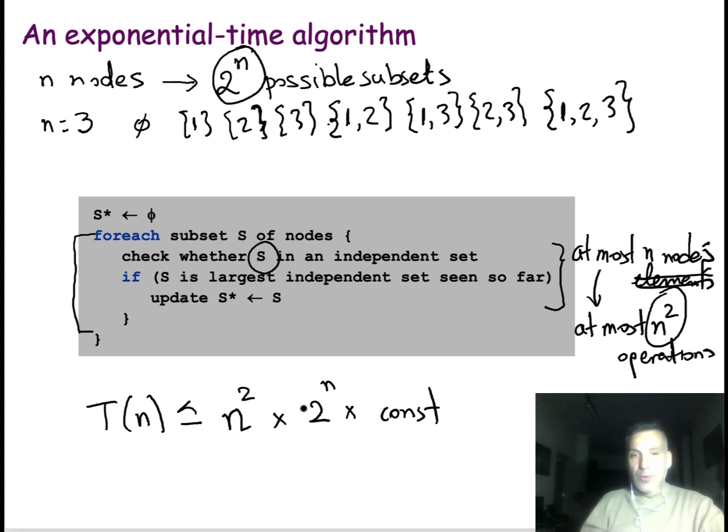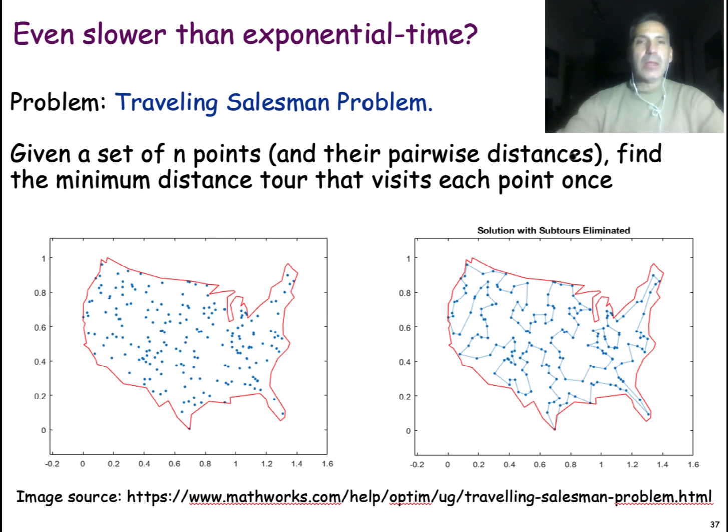Now, of course, the term that increases faster here is the exponential term, and that's why we call this algorithm an exponential time algorithm. Now that we have seen an algorithm that takes an exponential amount of time, you may be wondering if there is anything that is even slower than that.